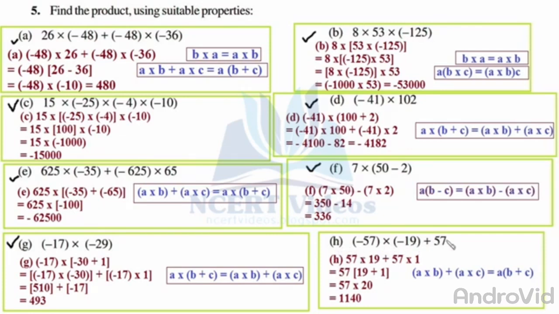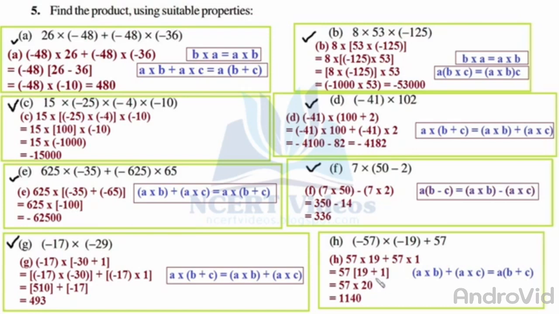Last part, H part. Now here we see that 57 can be taken as common. We can also solve by first doing 57 into minus 19 and writing 57 as 57 into 1. Therefore we can take it as common. Now 57 is taken common, 19 as it is, plus 1 from the other side, because this is the property that governs this: A into B plus A into C, A is taken common, B plus C as it is.